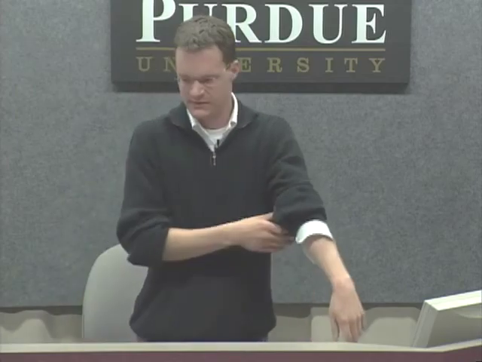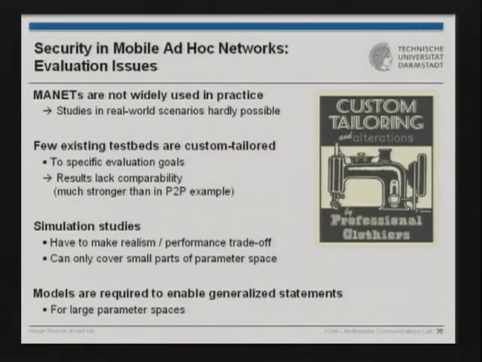So also for mobile ad hoc networks, I want to talk about evaluation issues. Mobile ad hoc networks are not that widespread in the real world right now. There are some, but they are designed for real data transmission, and the people running them wouldn't be that happy if we wanted to implement attacks and countermeasures within these networks. There are a few testbeds available, but these are usually designed specifically for the research that should be done within these testbeds. So the results would be hardly comparable, even worse than for the peer-to-peer case.